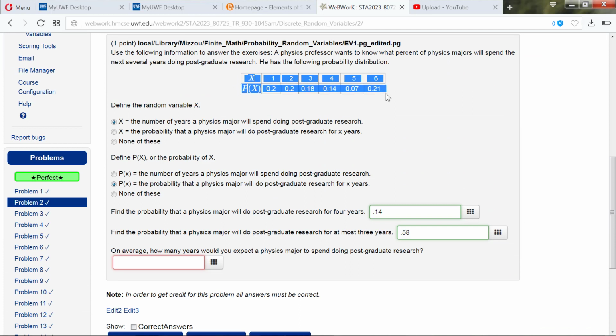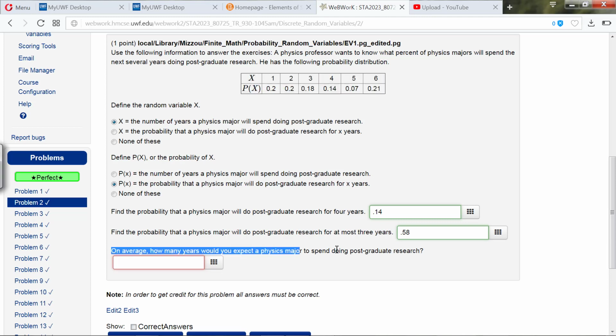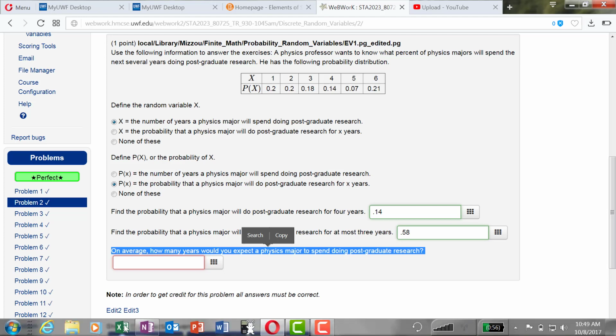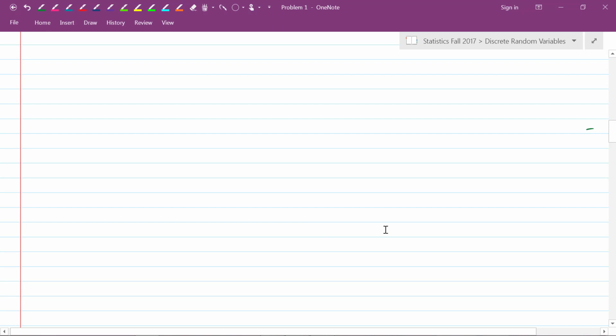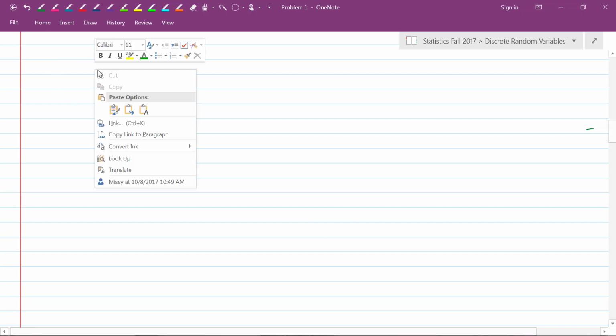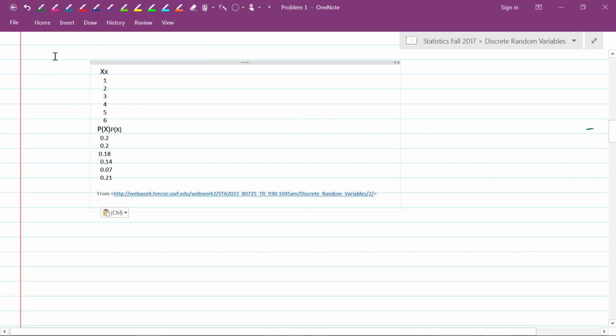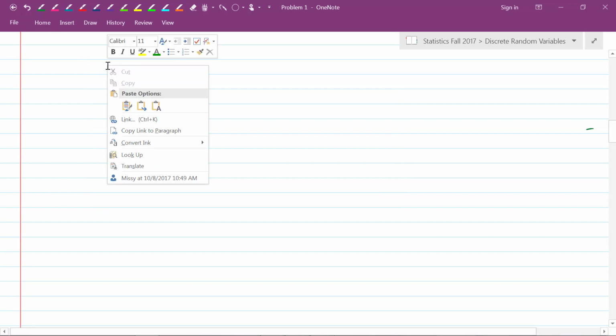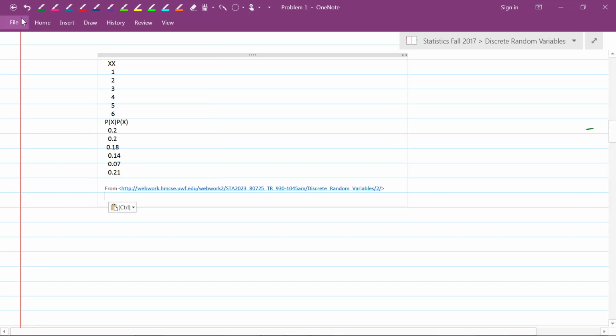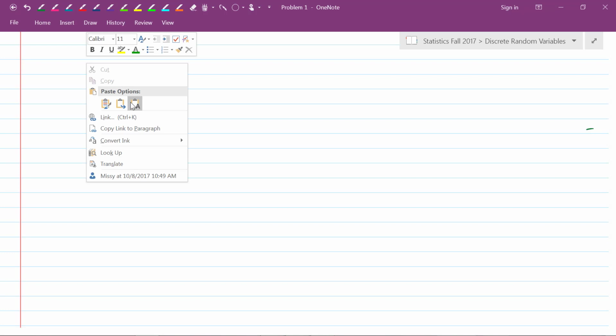So here we go. We're going to copy this because we're going to need this information for the next screen. It says, on average, how many years would you expect a physics major to spend doing postgraduate research? So this is how we solve this. Okay, so we'll paste our table in and hope it pastes better than the last one. Oops, let's not do that option. Let's do this option, see if that's better. Nope. Let's try our third option.